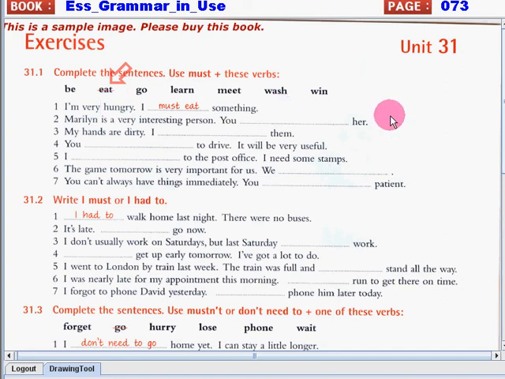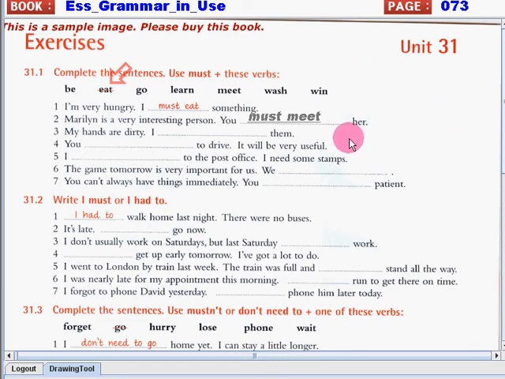Now let's go into number two. Marilyn is a very interesting person. You blank her. What do you think is the verb that we should use with the word must? If Marilyn is a very interesting person, then what should we do about her? You must. Okay, very good. So our verb should be meet. You must meet her because Marilyn is a very interesting person.